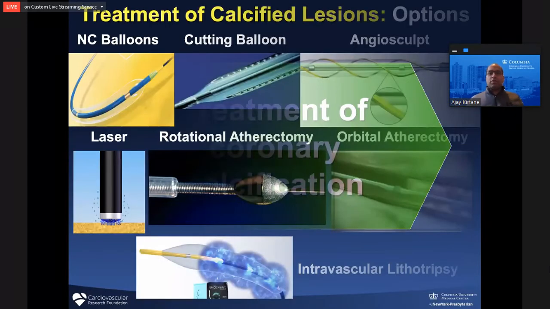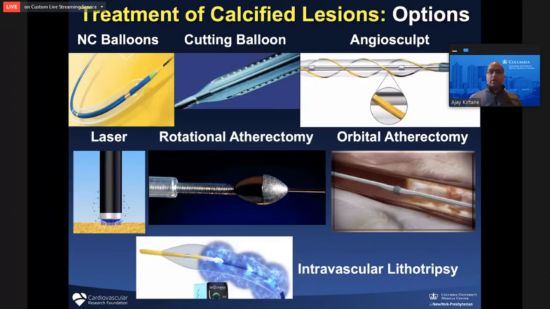So how do we treat it? There are many, many technologies out there, and I'm not going to cover them all in detail, but I'll give you some tips to try to avoid some of the issues. And we heard some of them already about prepping the balloon properly, doing good technique when you do rotational atherectomy. Even with IVL, you need to be able to deliver it, et cetera.